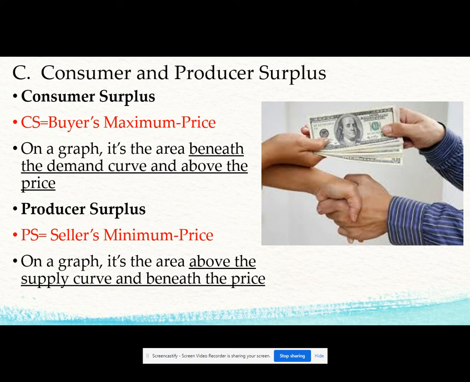And when we put these together, consumer surplus and producer surplus, we get what's called total surplus. So total surplus in the market is when we put both of those together. Consumer surplus plus producer surplus.